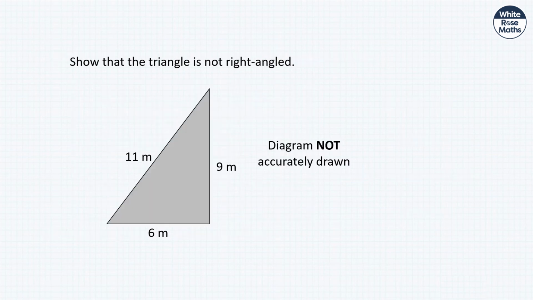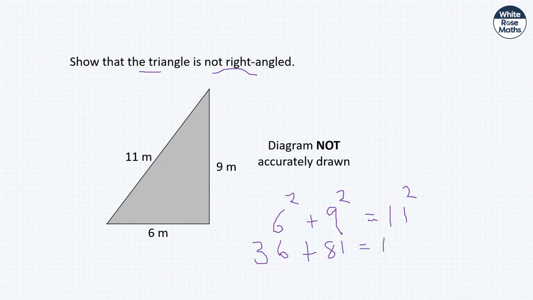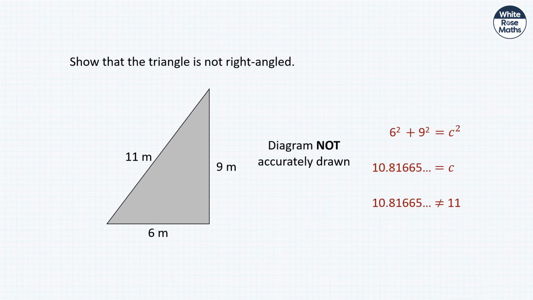Show that the triangle is not right angled. So 6 squared plus 9 squared needs to equal 11 squared. If this is not true, then it's not right angled. That'll be 36 plus 81 has to equal 121. Well, 6 plus 1 is 7, and 3 plus 8 is 11, so I get 117 here. Does that equal 121? It doesn't. Therefore, this triangle is not right angled. So you use Pythagoras to prove that it's not right angled. There we go.